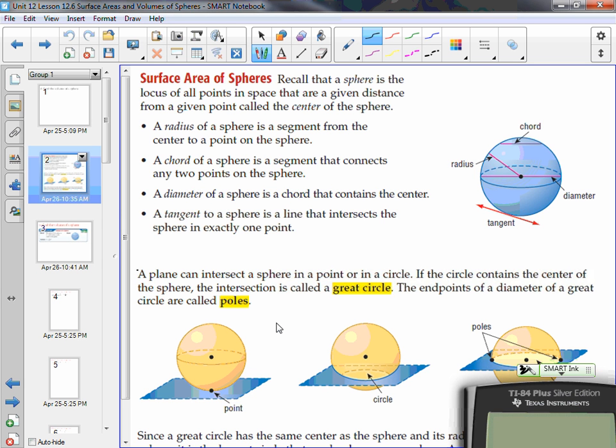So radius, chord, diameter, and tangent mean exactly what you would have assumed if I'd never pointed these out, wouldn't you? So the same words have the same meaning. Now, some new stuff. Well, it may not be new.